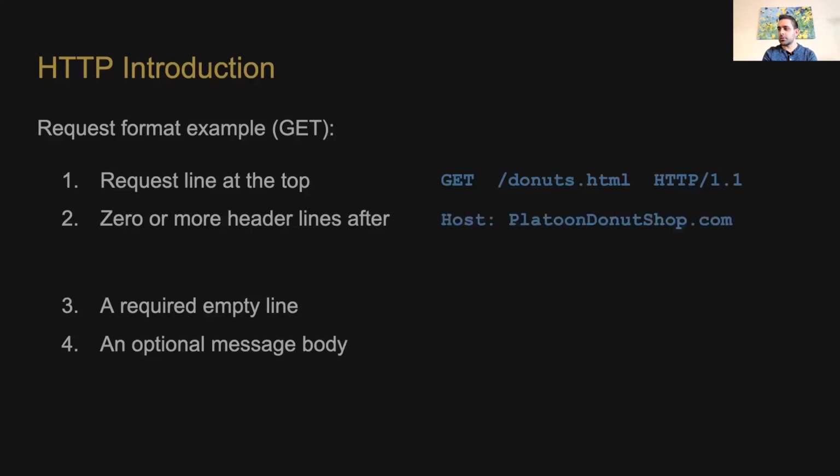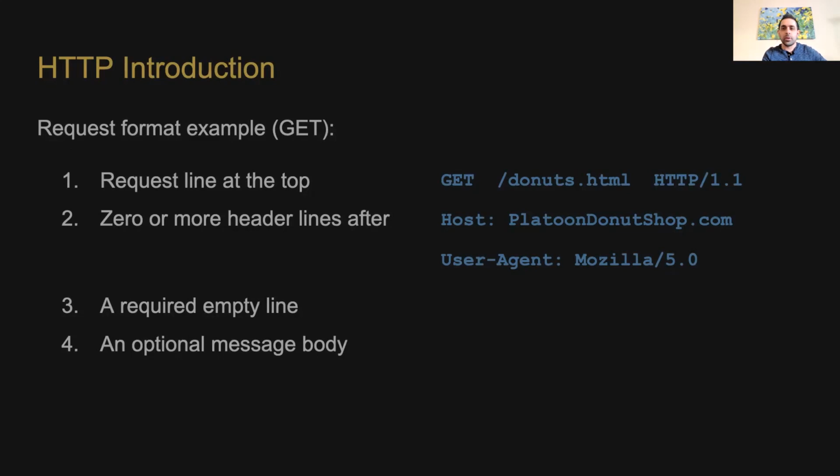Then you might have some headers. So in this case, like I have a host. So in this case, this would be my actual website. So if I'm trying to go to platoondonutshop.com and go to the donuts page, this is what a GET request would do. I'd be on this website and then navigate to donuts.html. This GET request would be sent. The host is this website.